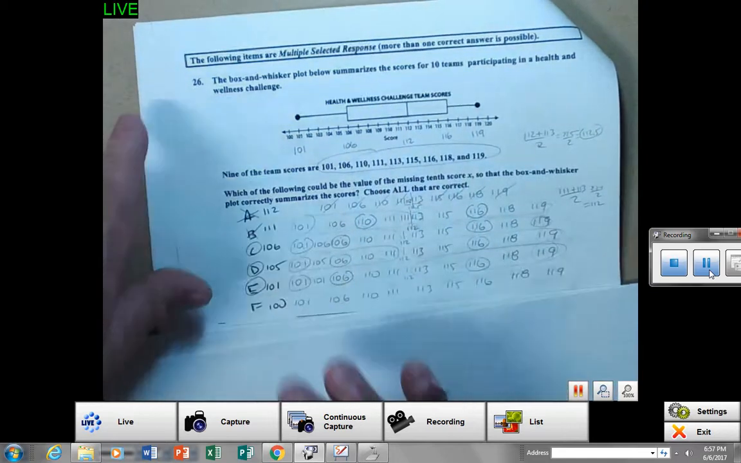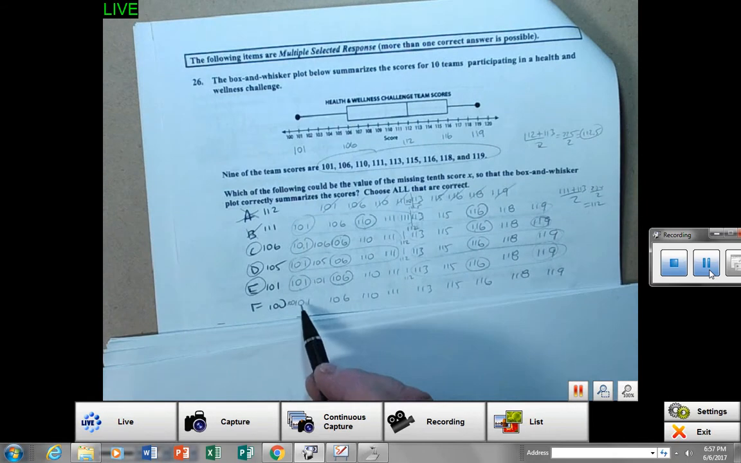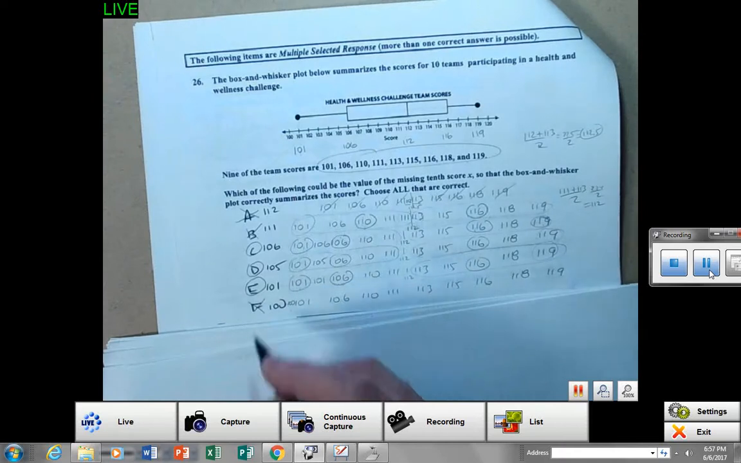If I plug in F, 100, as soon as I plug in 100, I know it's bad because that's showing me a minimum of 100. This has a minimum of 101, so right away I know that's bad.